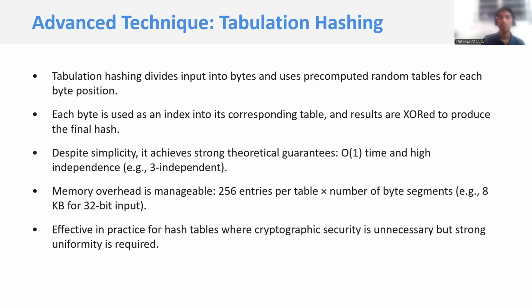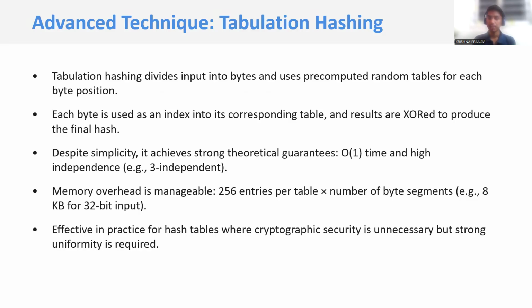Advanced technique, tabulation hashing. Tabulation hashing divides input into bytes and uses pre-computed random tables for each byte position. Each byte is used as an index into its corresponding table, and results are XORed to produce the final hash. Despite simplicity, it achieves strong theoretical guarantees of O(1) time and high independence, for example, three-independence.